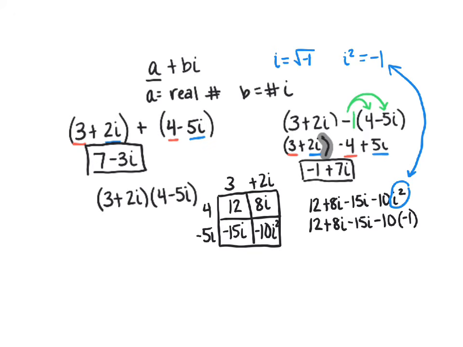So anytime you see i squared, you're going to replace it in the equation with a negative 1 in parentheses, and we're going to multiply the term by that. So this becomes a positive 10. So again, I'm going to underline my real numbers in red and my imaginary numbers in blue. So 12 plus 10, because negative 10 times negative 1 is positive 10, that gives me 22. And then I have 8i minus 15i to give me negative 7i. And we're done. So that's an introduction to imaginary numbers.